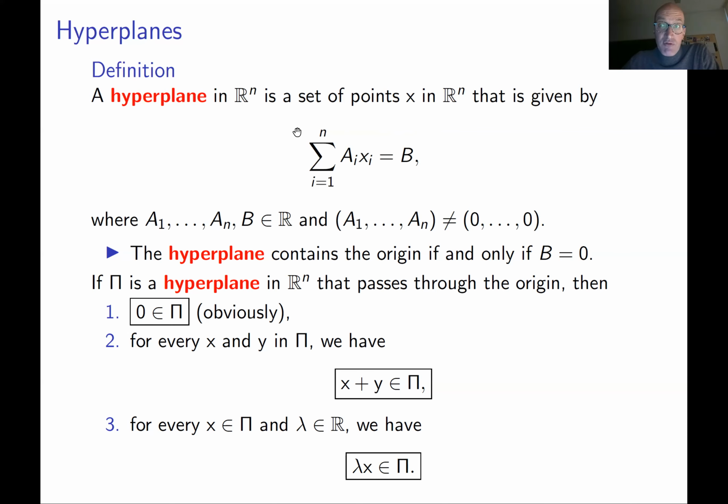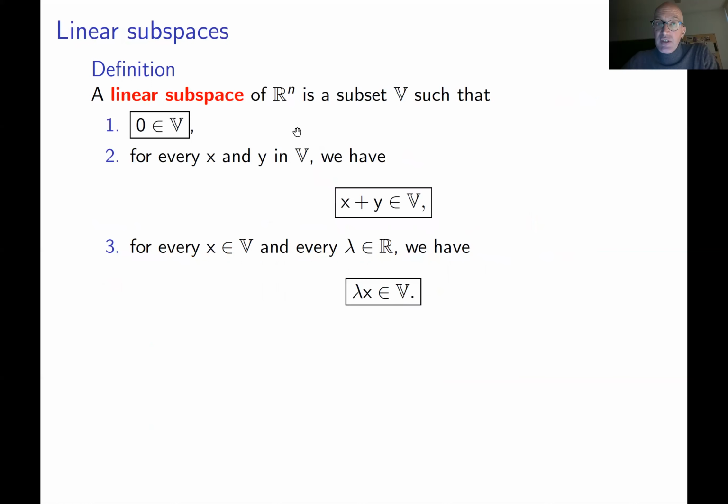Now, we can use these three properties to define something new. This new thing is called a linear subspace. By definition, a linear subspace of an n-dimensional space is a subset V such that three properties are satisfied. First of them, the origin is contained in V. The origin here is just the zero vector. Second property, if you have two vectors in V, then the sum is again in V. The sum of two vectors of the linear subspace must be contained in this linear subspace.